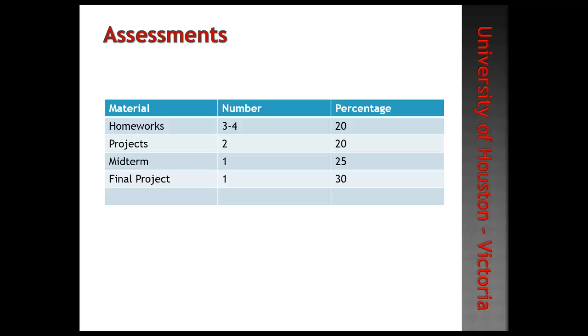In the class, I'm going to assess your performance based on several different things. We will have homework assignments, roughly speaking 3 or 4 homework assignments. We'll have about 2 projects. And again, as I said, I'm going to assign these as we go on, so you may end up with one project more, one project less. But that's roughly speaking how the materials are going to be given and assessed. There will be one midterm test, and then there will be one final project at the end of the class.